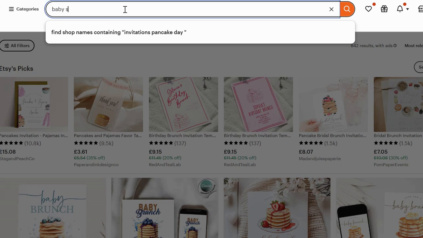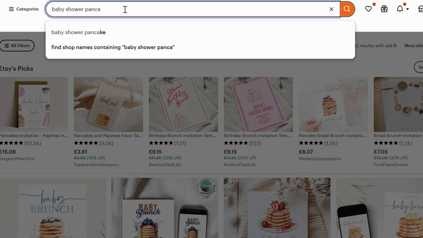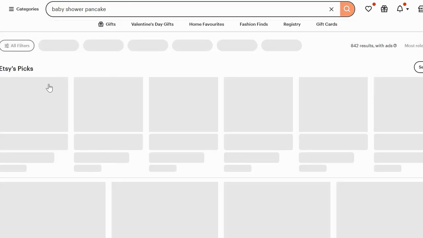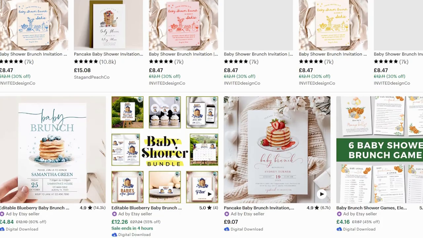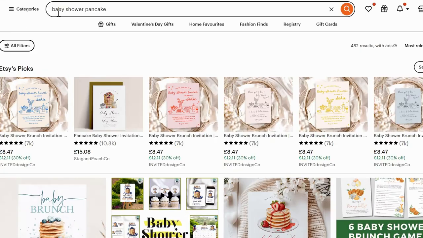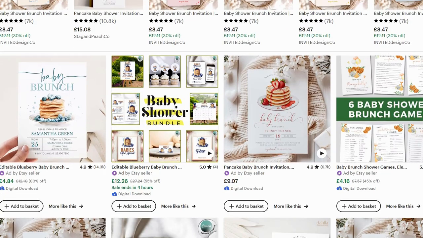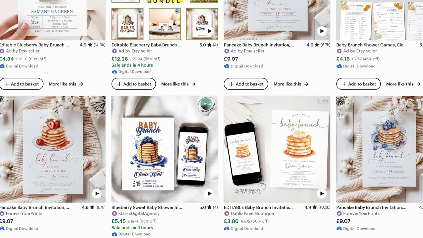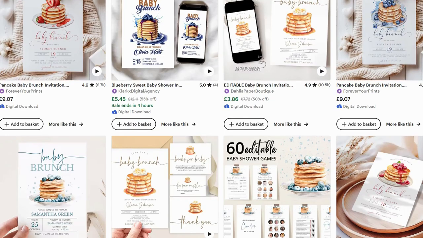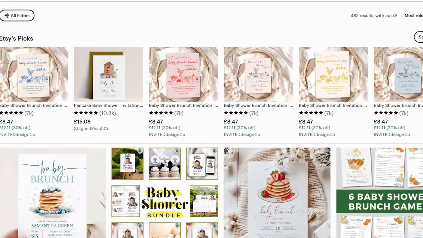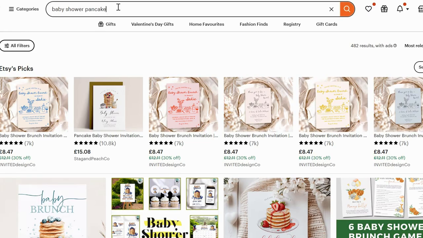So I might say baby shower and then pancake. So as we can see, baby shower pancake, that's come up. And so that is a thing. People are actively searching for baby showers, pancake themed, baby shower games, baby shower invitations that are pancake themed. So again, you have to really pay attention to this autocomplete function here, because it's going to give you those clues to uncover that gold. As we can see, baby shower pancake only has 482 results.